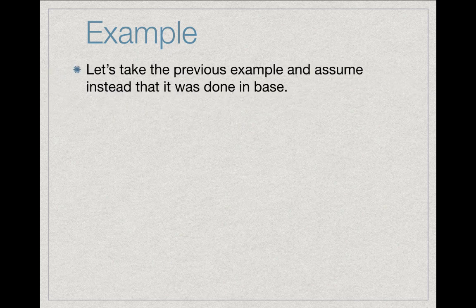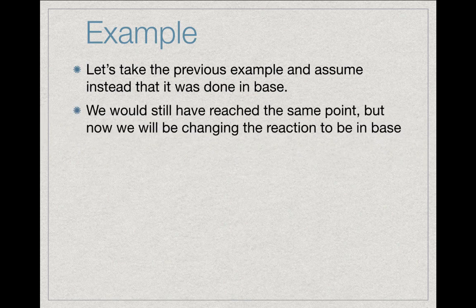So we're going to take the reaction that we just did and assume that instead of being an acid, we're going to balance it in base. We still would have reached the same point having balanced it in acid, but now we're going to be changing the reaction to be in base. So this is where we finished after we balanced the reaction in acid. So now we're going to add our additional steps for balancing it in base.